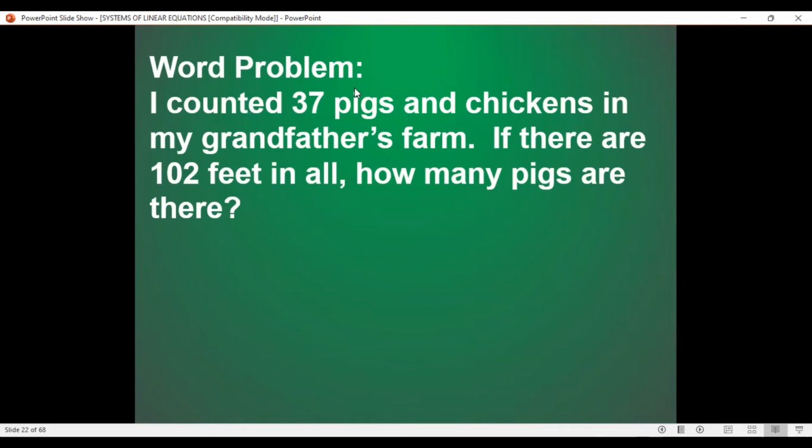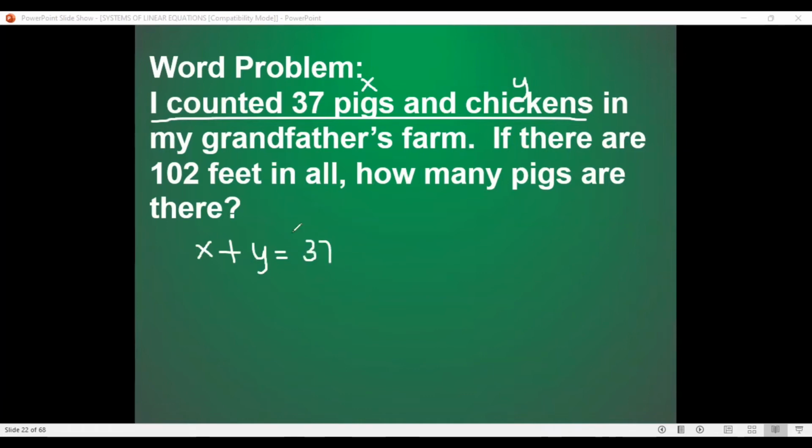So as you notice, the total of the number of pigs and chickens is equivalent to 37. So it is very important that we know how to express them in terms of a certain equation. I counted 37 pigs and chickens, which means that the total of pigs and chickens is equivalent to 37. So we are used to using x and y as our variables. So I will let x be the number of pigs, while the y will be the number of chickens. So that I can make a statement here that says x plus y is equivalent to 37.